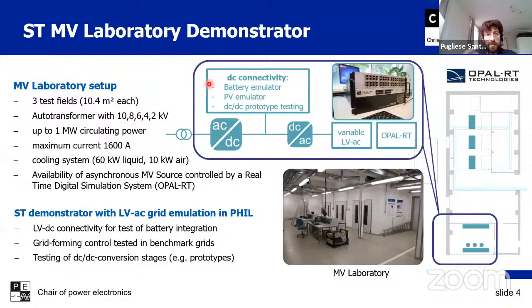So in this medium voltage laboratory, we can test this medium voltage to low voltage transformer in different configurations. In this case, we use another real-time simulator, which is Opal RT, but nothing changed. So this gives the possibility to emulate a low voltage distribution grid with several loads and test the smart transformer connected, for example, to some battery or some other DC microgrid, and see how they interact together.